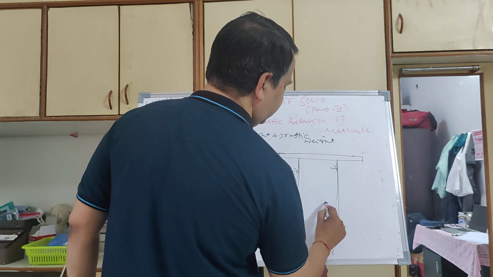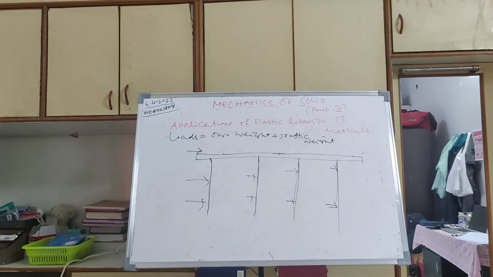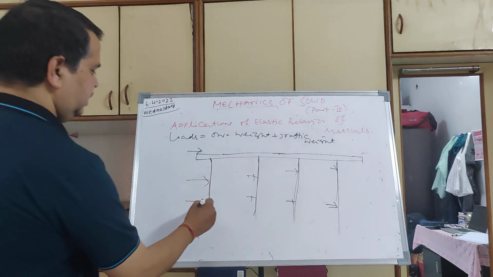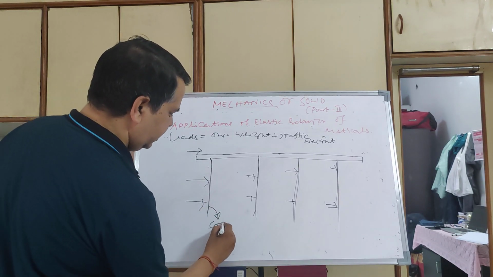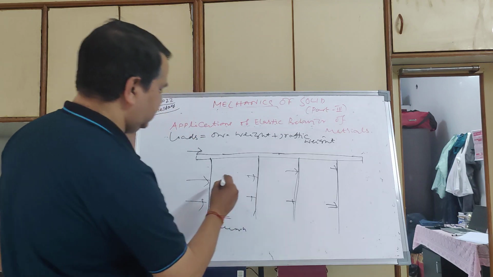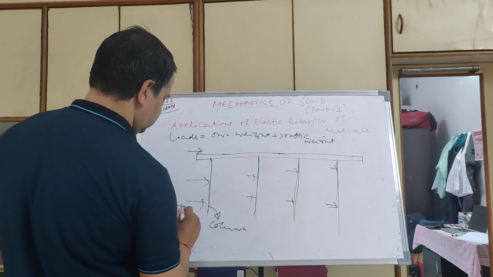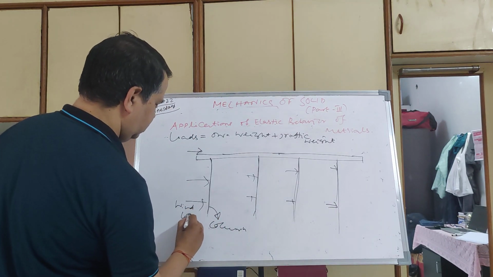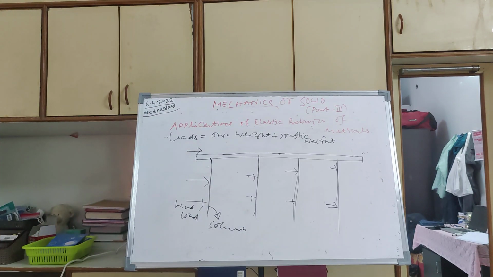Because these are slender members, those columns can bend also because of wind. These are the intermediate columns in the bridge, so they can take the wind load also. So these are the different types of loads.